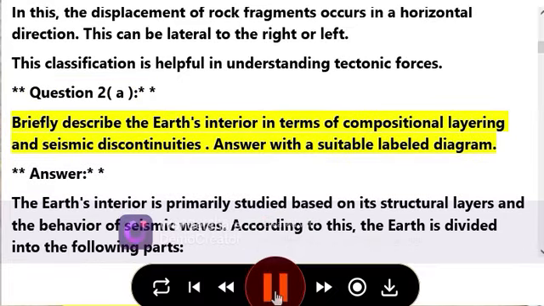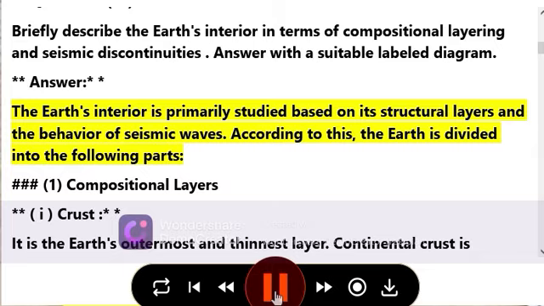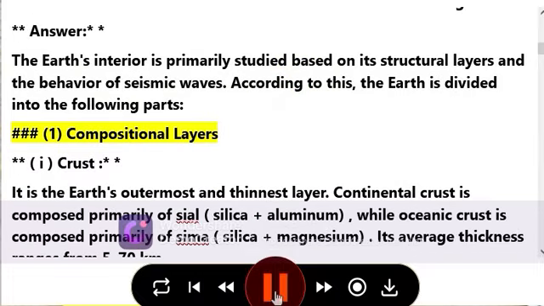Question 2A: Briefly describe the Earth's interior in terms of compositional layering and seismic discontinuities. Answer with a suitable labeled diagram. Answer: The Earth's interior is primarily studied based on its structural layers and the behavior of seismic waves. According to this, the Earth is divided into the following parts.